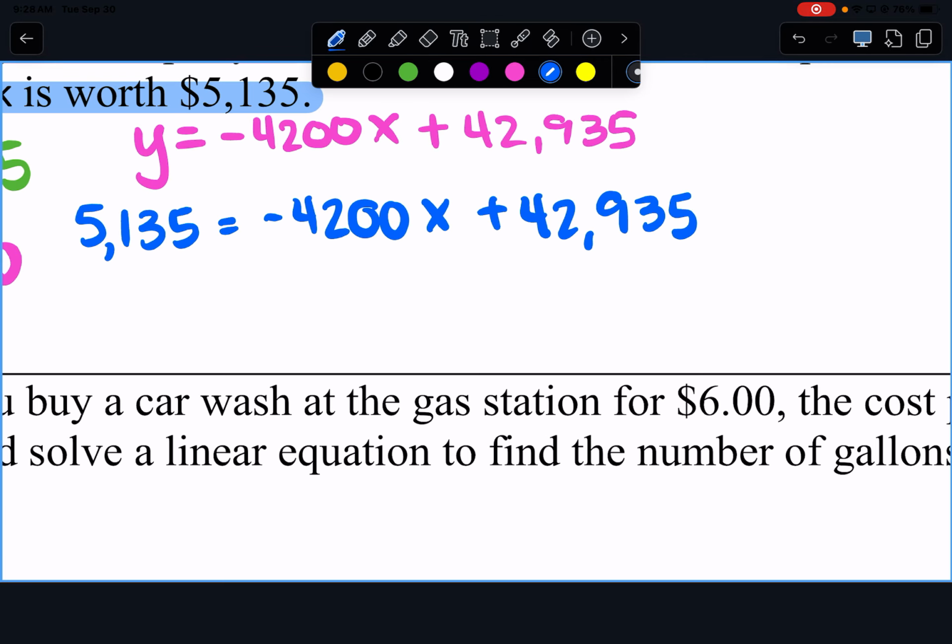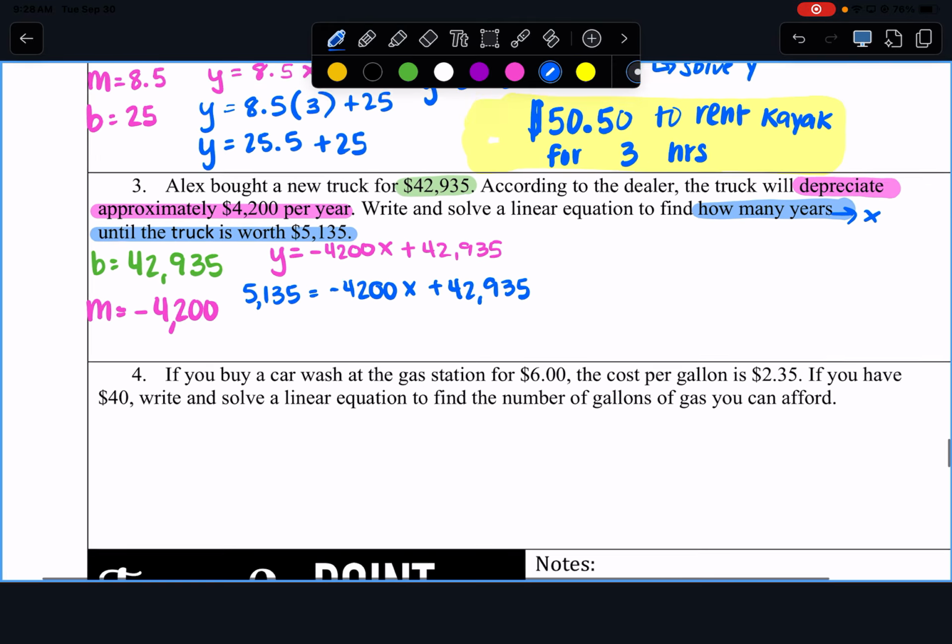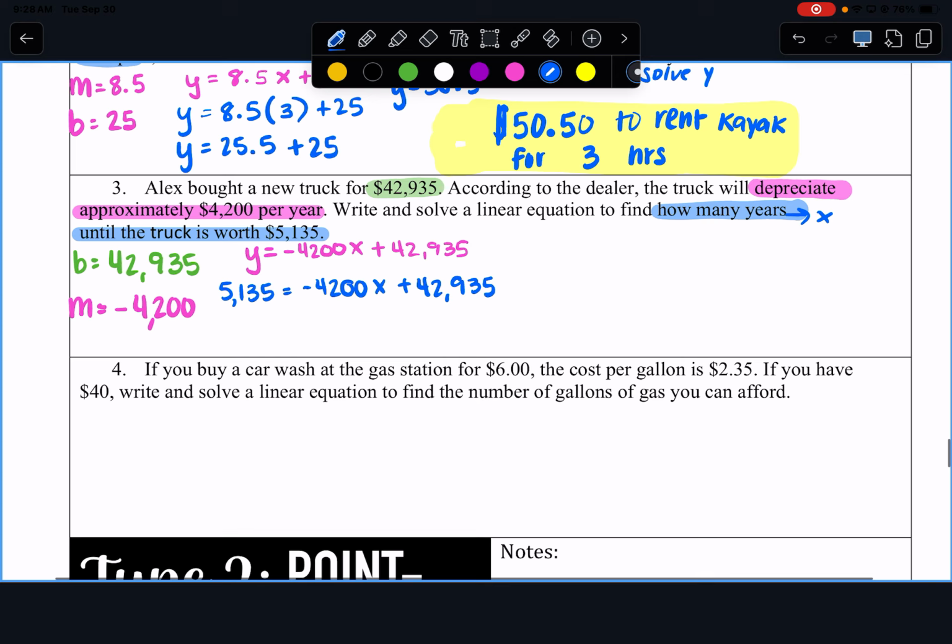Well, I need to do what? Subtract first. Wait, yep. I thought the 5,135 was the X. Nope, that's our Y. We're solving for X because we're trying to find how many years until it's worth that much. Because it's asking us how many years, that is telling us we have to solve for X. Okay.